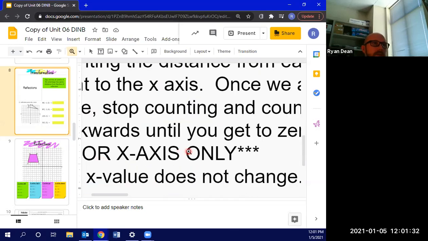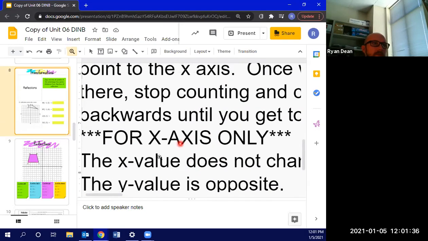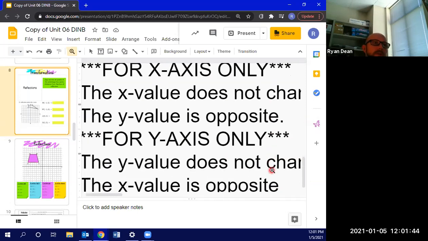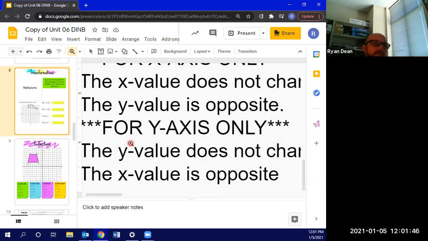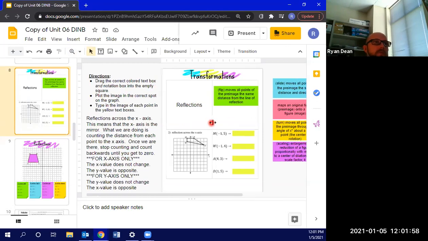If you're reflecting across the x-axis, this is for only the x-axis, the x value does not change. The y value becomes the opposite, and this is for the new coordinates. For the y-axis, the new coordinates, the y value does not change, but the x value is the opposite. Okay, so this is everything that you need to know for reflections.